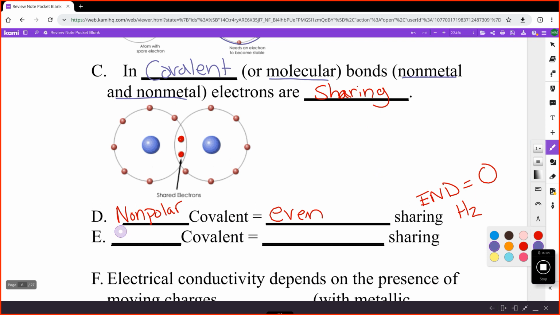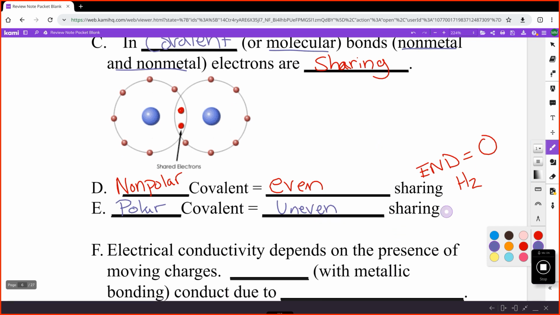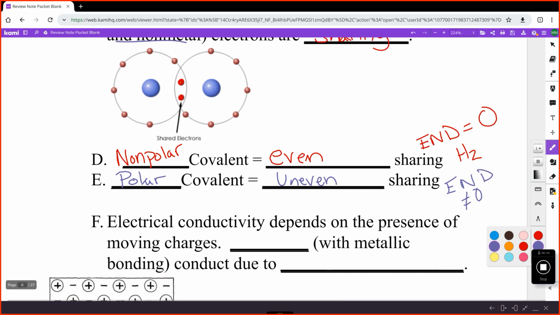This is different from a polar bond. If you remember, a polar bond is when we have an uneven sharing of electrons, and this happens because the electronegativity difference does not equal 0. So in an HCl bond, there is an uneven sharing of electrons in which one atom, chlorine, pulls the electrons more than the other.